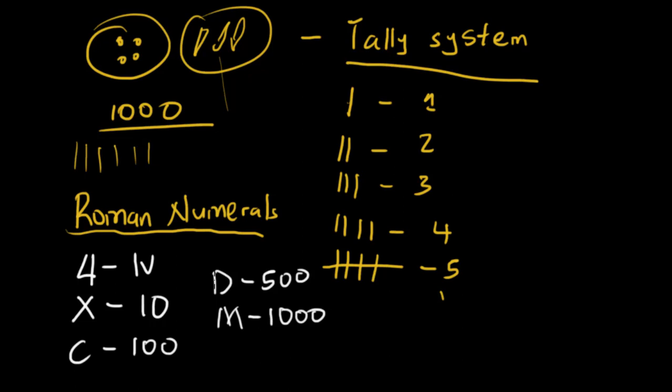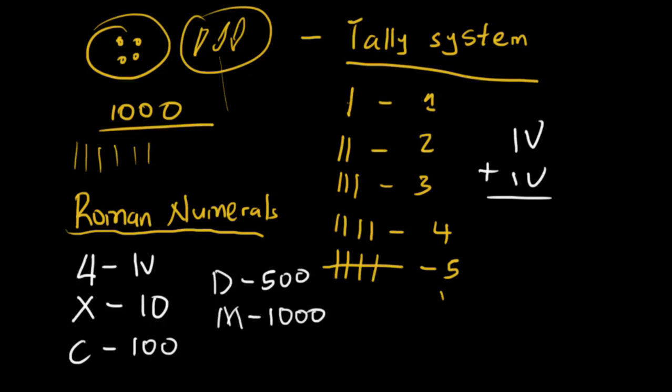Do you understand? But there still was a problem with this, because even though I know that 4 is IV, if I wanted to do 4 plus 4, there is no way I can actually do it on a paper in which I can see it. I can't do IV plus IV. It doesn't make sense. So we needed to evolve the Roman numeral system of numbering.